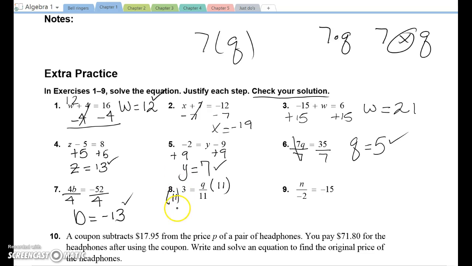So 3 times 11 is 33, and equals Q. So plug it back in. 33 divided by 11 is 3. You did good. Okay, number 9. Pause it. Come back when you're ready.